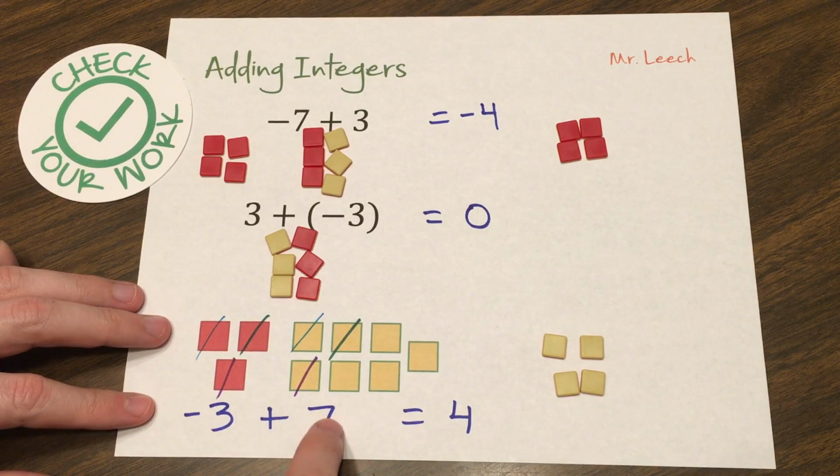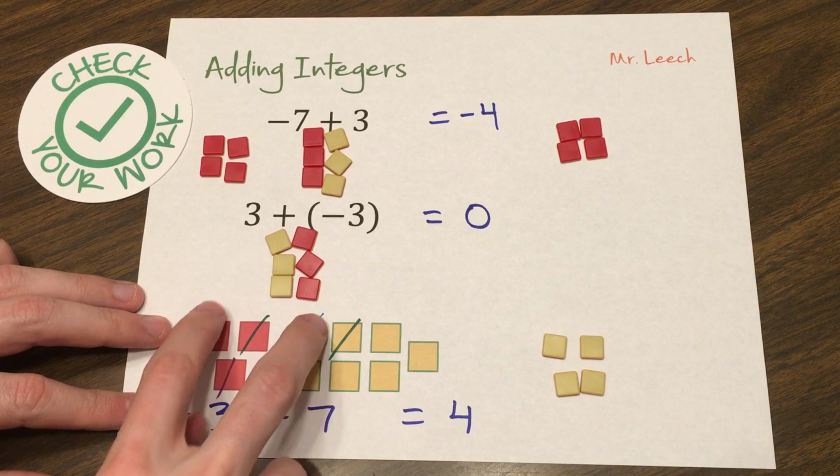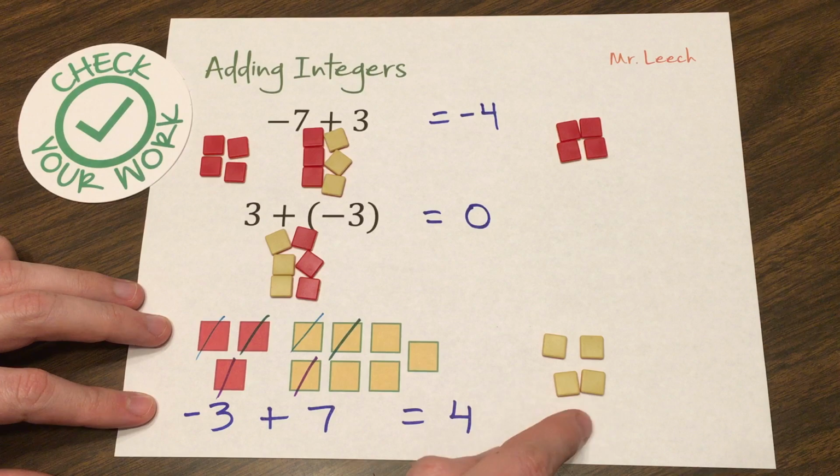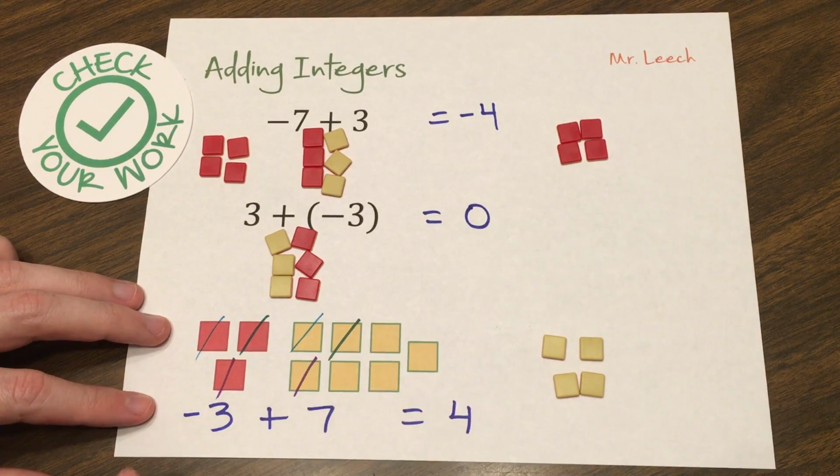And lastly, we end up with -3 plus 7. So this -3 plus 7, these eliminate out. This pair cancels, this pair cancels, this pair cancels, and we're left with just 4.